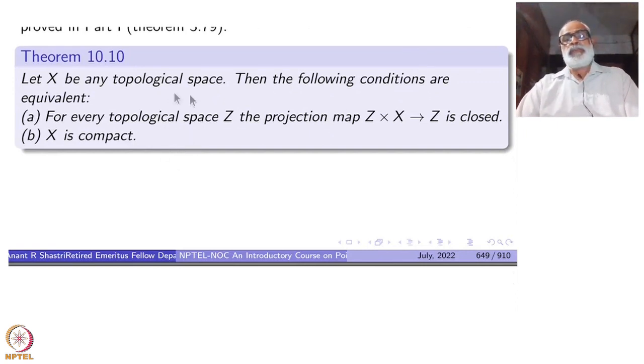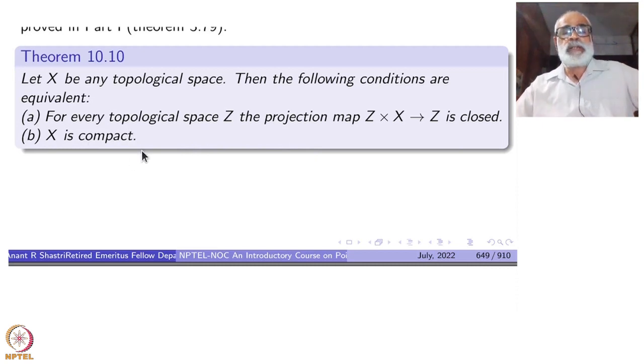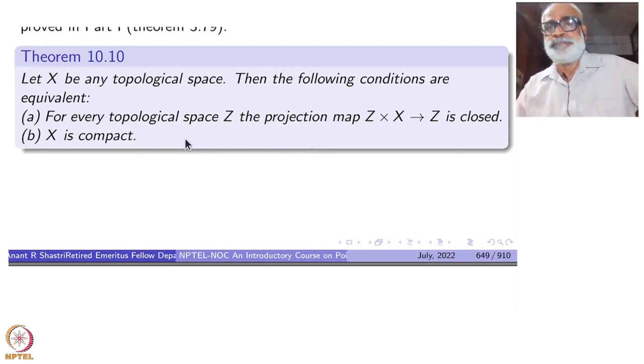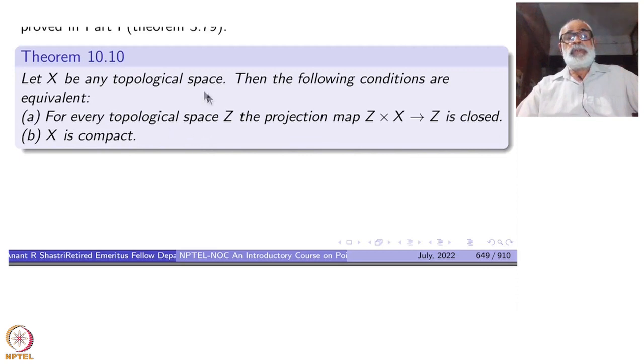This is the theorem that we proved in part 1. Let X be any topological space, then the following two conditions are equivalent. The first condition says that for every topological space Z, the projection map Z cross X to Z is a closed map. The second condition is X is compact. So this theorem gives you a characterization of compact spaces.